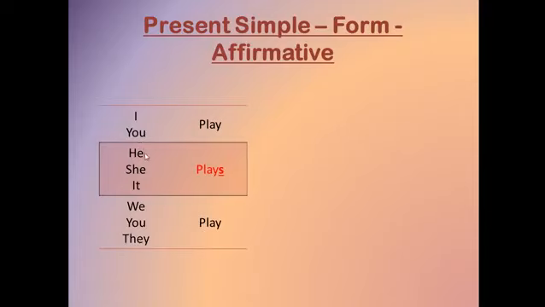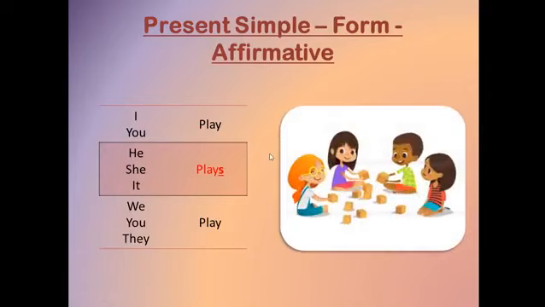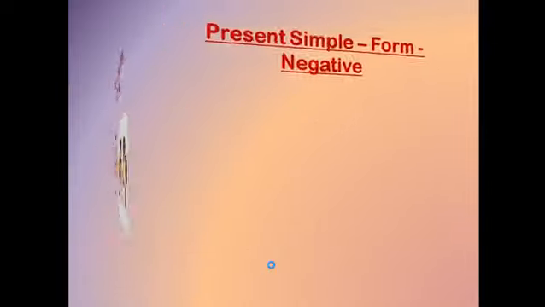But with he, she, and it, I add an S at the end of my verb. Now he, she, and it, we call them the third person singular. Okay, if my subject is he, she, or it, my verb in the present simple has to end with an S. Okay, so this is the present simple in the affirmative form or the not negative.